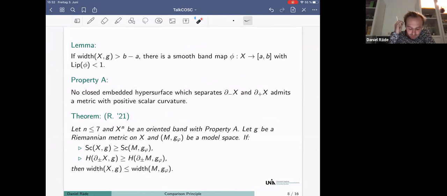So that we set up. So you have n smaller or equal than 7. You have X^n, an oriented band, which has this property A. Then you choose a Riemannian metric on it. And then you choose a model space. Okay? And then you say, all right, we compare our band with this model space in scalar curvature and mean curvature. And if the scalar and mean curvature are bounded, and here, of course, you have plus to plus and minus to minus, if you have lower bounds on the scalar and mean curvature, then you get an upper bound on the width. Okay? And that is the comparison result.